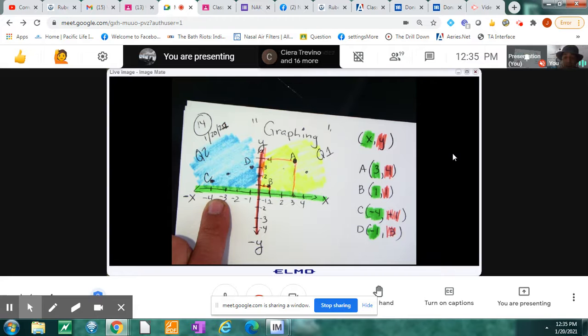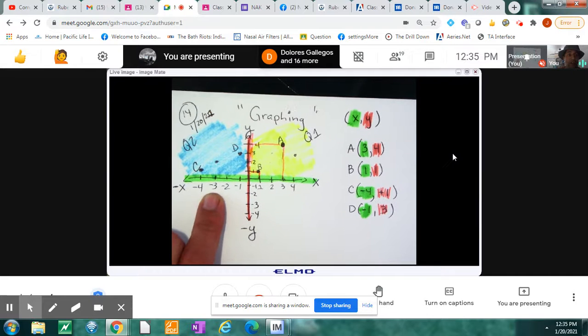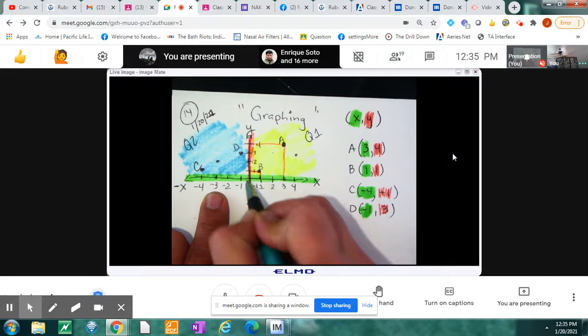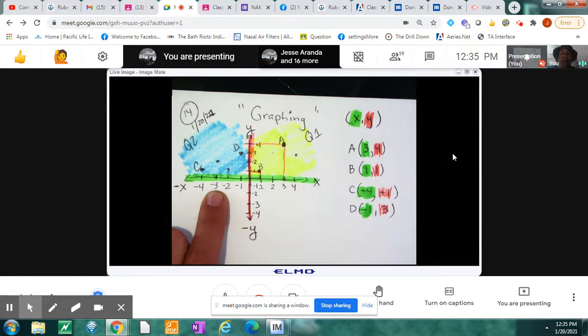Let's see. Sierra, can you give me one? Can you give me a coordinate? Negative 2 and positive 1. Negative 2, positive 1. Yes, that's good. That falls in there.